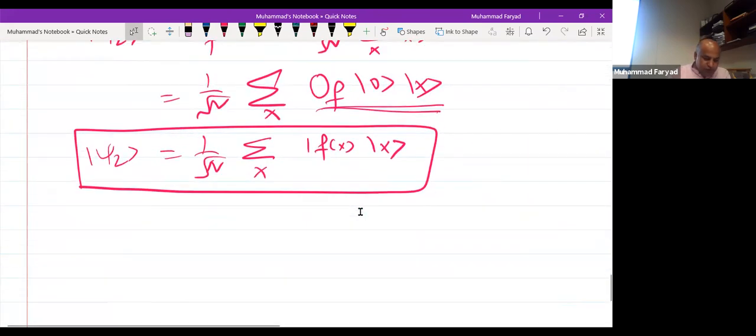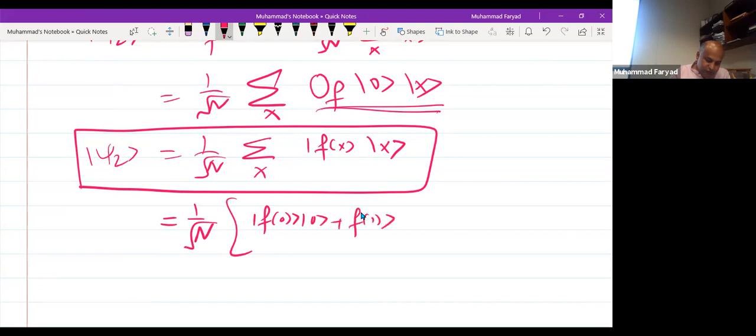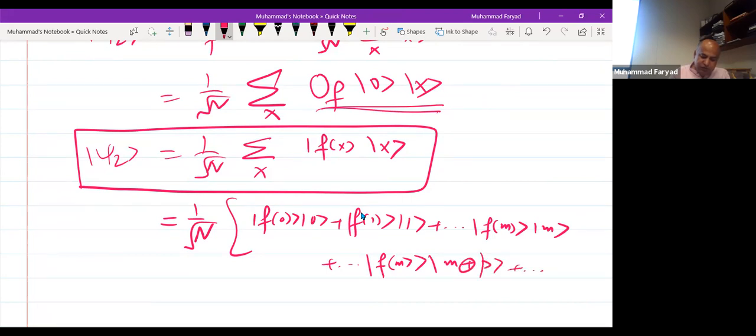So let's say I expand it like this, 1 over square root n, so this is f0 with the 0 state, f1 with the 1 state, and so on. Let's say we continue, and there is some mth state. The value of the function at that state is f of m. And then we continue, and there's going to be a state where we have the same value of function f of m, and this state could be some m XOR p, and so on.